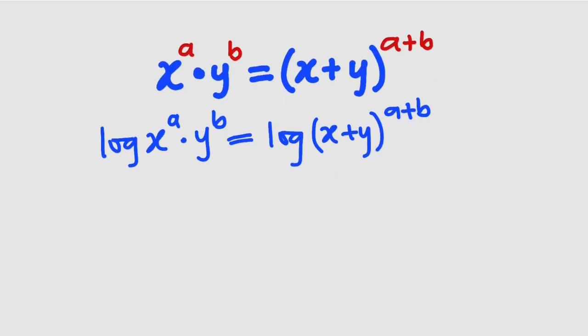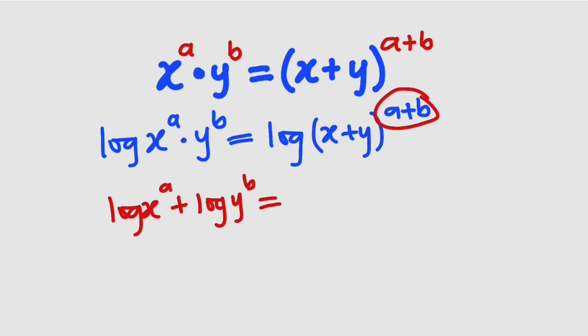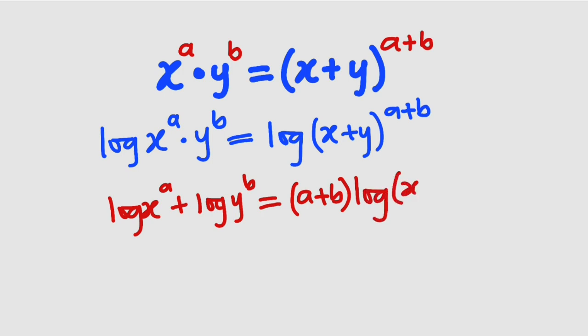You know, the left hand side can be split since we have multiplication. This is the same thing as log of x raised to the power of a plus log of y raised to the power of b. This is equal to, we apply one of the laws of logarithm. This power will drop down to multiply. So we have a plus b multiplied by log of x plus y.